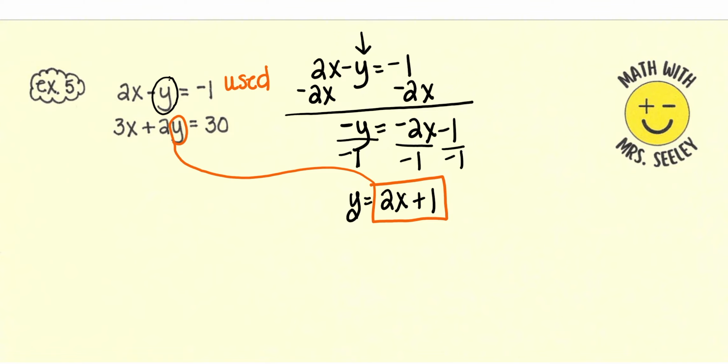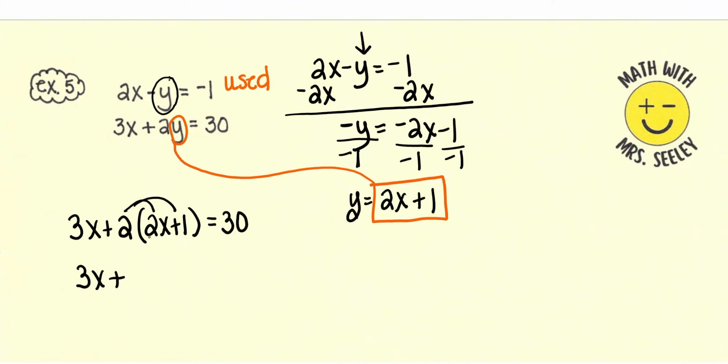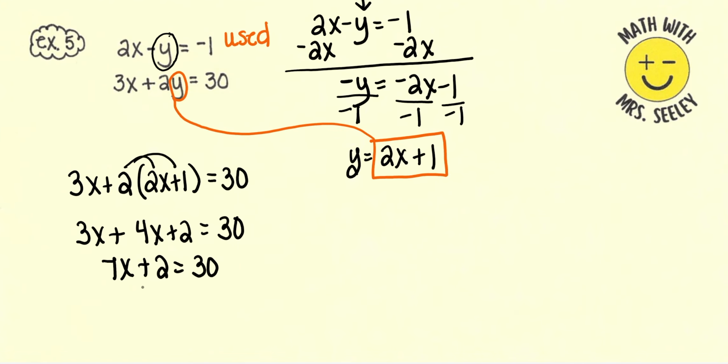So then I will say 3x plus 2, but where that y is, I'm going to put in the expression 2x plus 1 equals 30. Have a nice equation to solve. 3x plus 4x plus 2 is equal to 30. Collect your like terms. 7x plus 2 is equal to 30. Subtract your 2 over, and I'm going to get 28 divided by 7, and x is 4.